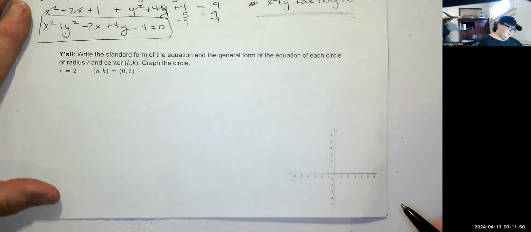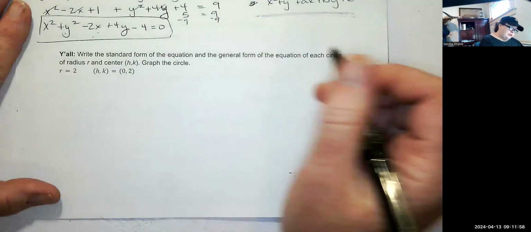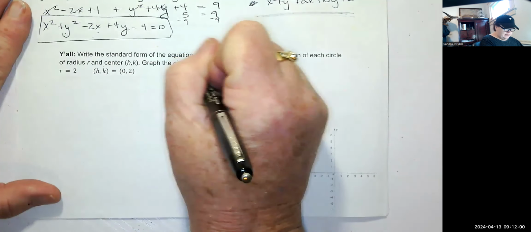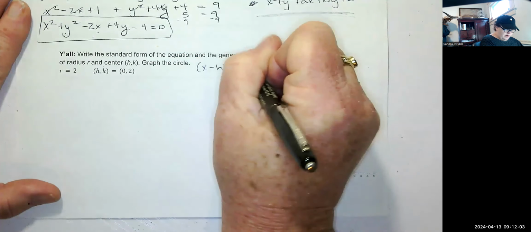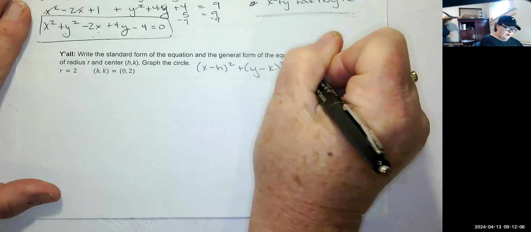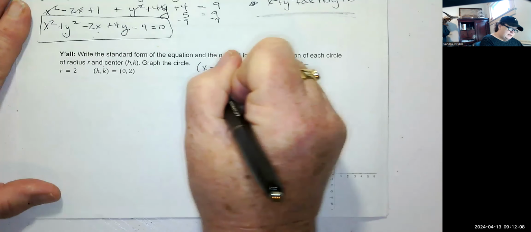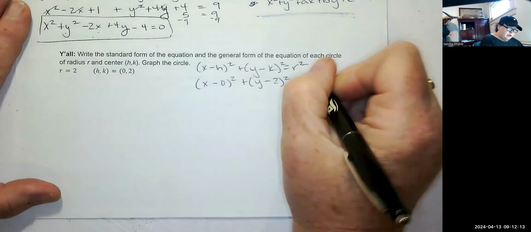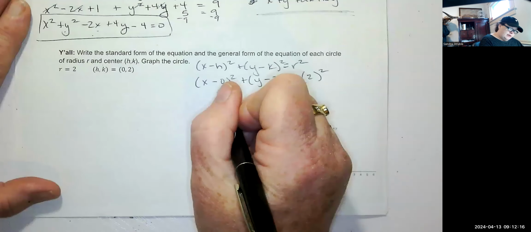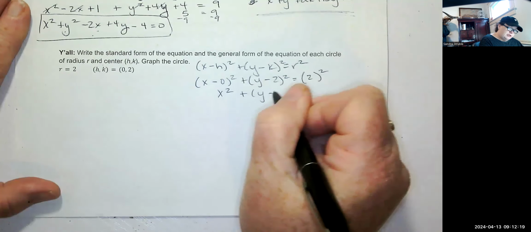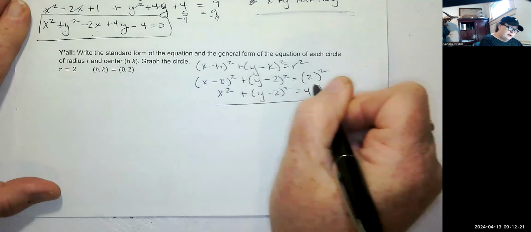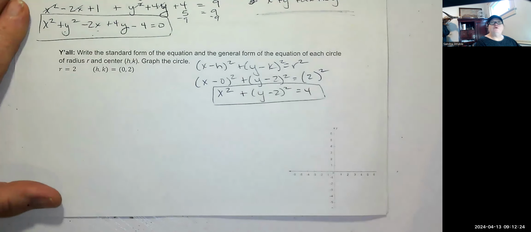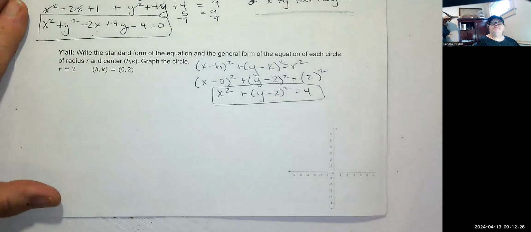Okay, so write the standard form for equation and the general form of the equation of each circle, radius r, center h, k. So our center, I'm going to go with x minus h squared plus y minus k squared is equal to r squared. That's x minus 0 squared plus y minus 2 squared is equal to 2 squared. X squared plus y minus 2 squared is equal to 4. There is my standard form of the equation of a circle. I'm done with that.